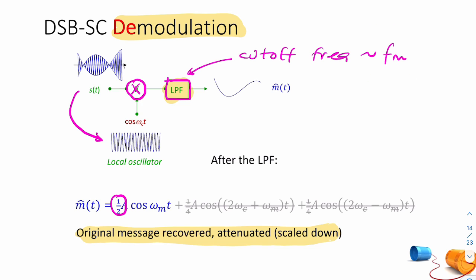It can't be less, because then you would be filtering your signal, you'd be removing the higher frequency components of your signal. It can't be more than FM, because then you'd just be allowing noise into your system. So the cutoff frequency should be close to the bandwidth of your message.